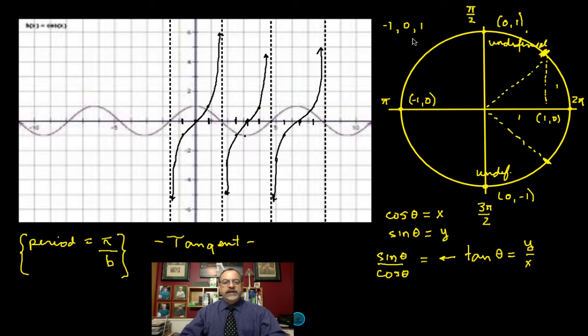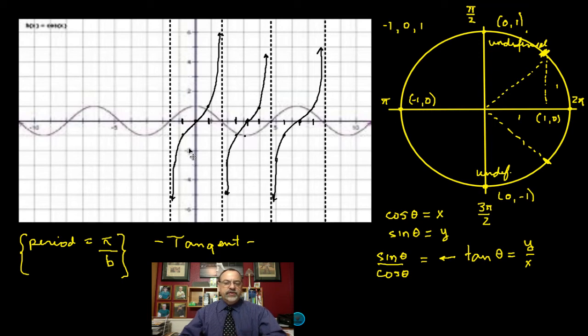Our pattern is -1, 0, 1. So at the first 45-degree mark, we're at -1. At the next 45-degree mark, we're at 0. 45 degrees after that, we're at +1. And then it climbs this way. Okay? So that's the tangent function. That's how we would graph it.